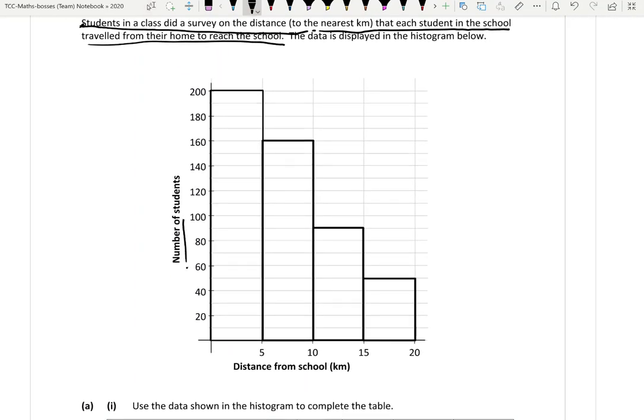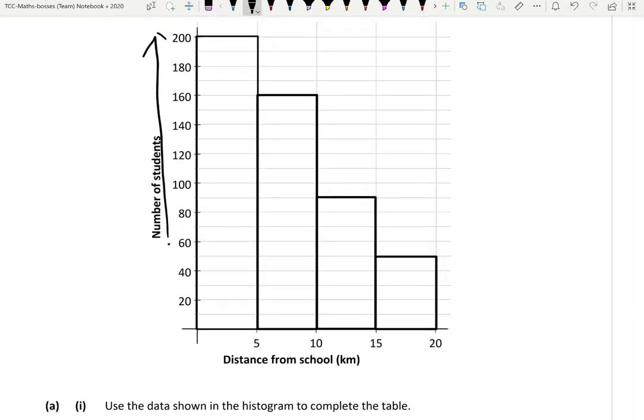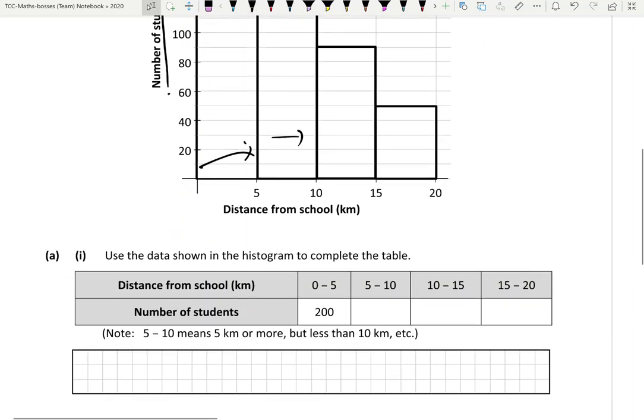Very good. We have the number of students as the measurement, and then you have the distance to school bracketed into bins that are 5 kilometers wide, etc. So let's use the data shown in the diagram to complete this table.